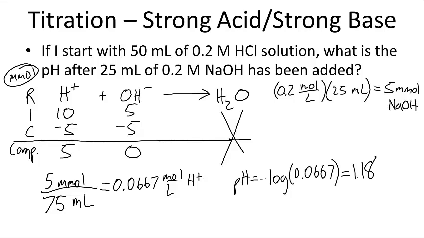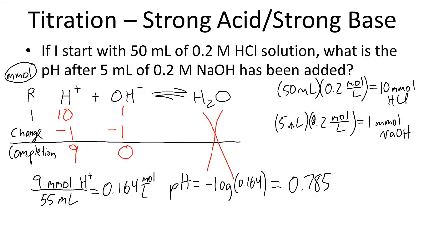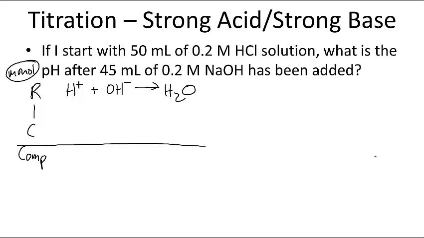All right, if I do the same thing at 45 milliliters, we're just tracking periodically so we can get a sense of what's happening to pH. Seems like pH goes up a little bit more. At 45 milliliters, I'm still going to have 10 millimoles of H plus to start with. If I had 45 milliliters of the NaOH, how many millimoles of OH minus is that? 9. Cross out my water.